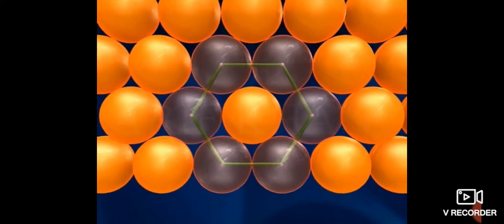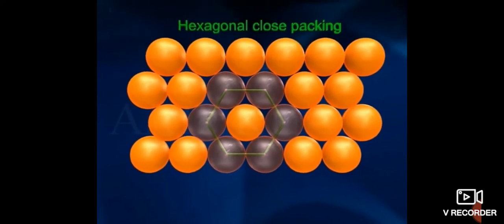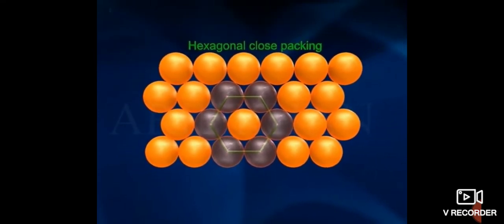Therefore, this kind of packing in two dimensions is called hexagonal close packing. In the hexagonal close packing, very less empty space is left. The empty spaces left are triangular and are called voids.